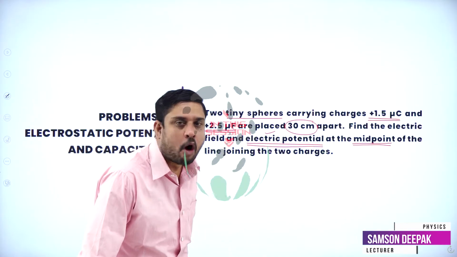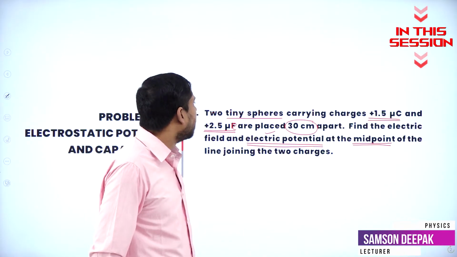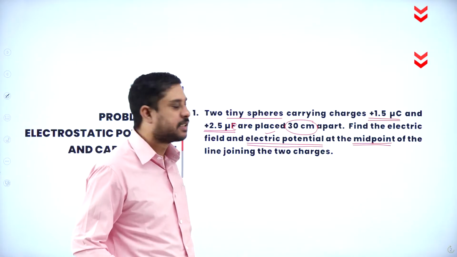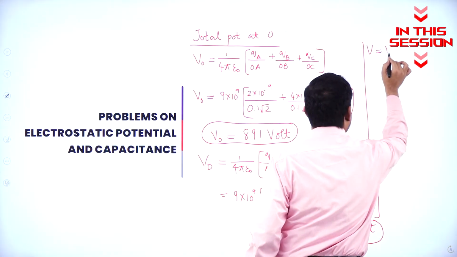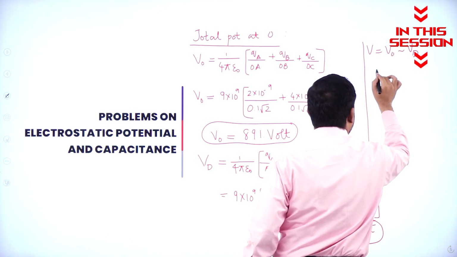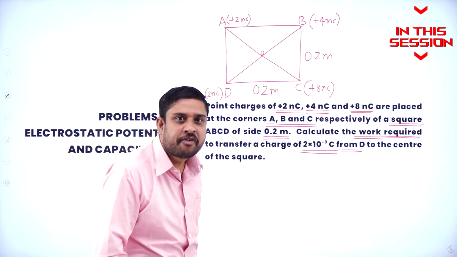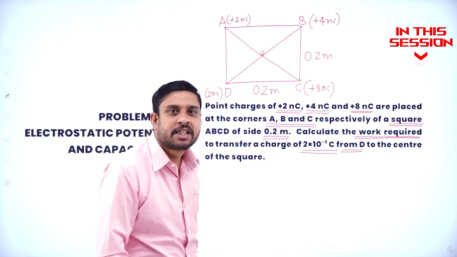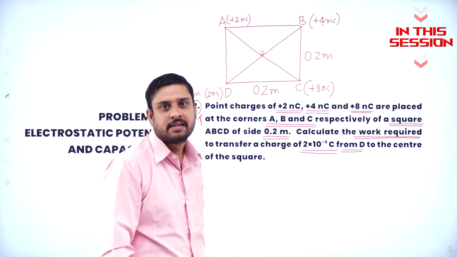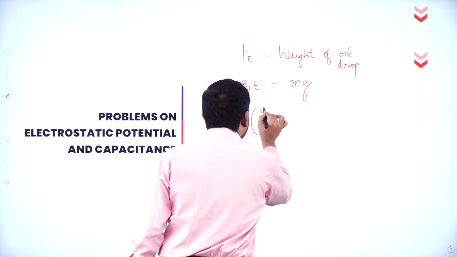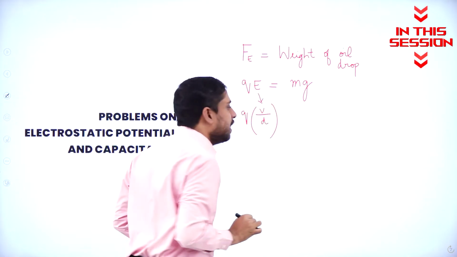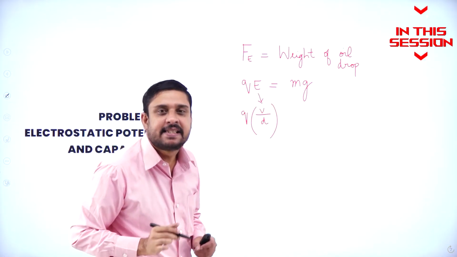At the midpoint of the line joining the two charges, that is V equals V naught difference VD, the point of intersection of the two diagonals. E is nothing but V divided by D, electric intensity.